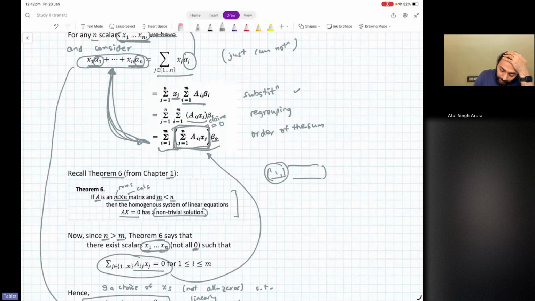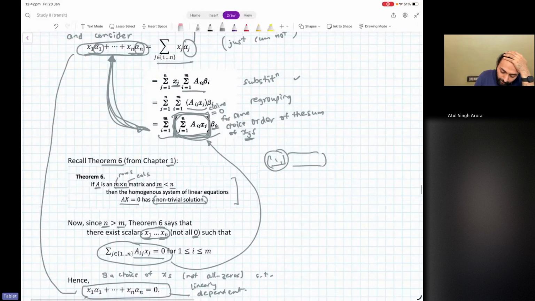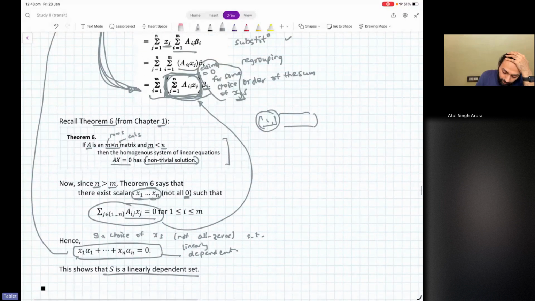And the point is that if we are able to claim this is 0 for some choice of x's, then we know that the set is linearly dependent. Exactly. So if we can show that for some choices of x this thing disappears, then we know that this entire thing is linearly dependent, right? Exactly what you were saying. Is that okay? All right. So it basically remains to establish that this object is 0 for some choice of x's. Right? And this actually turns out to be the case because we can use Theorem 6.